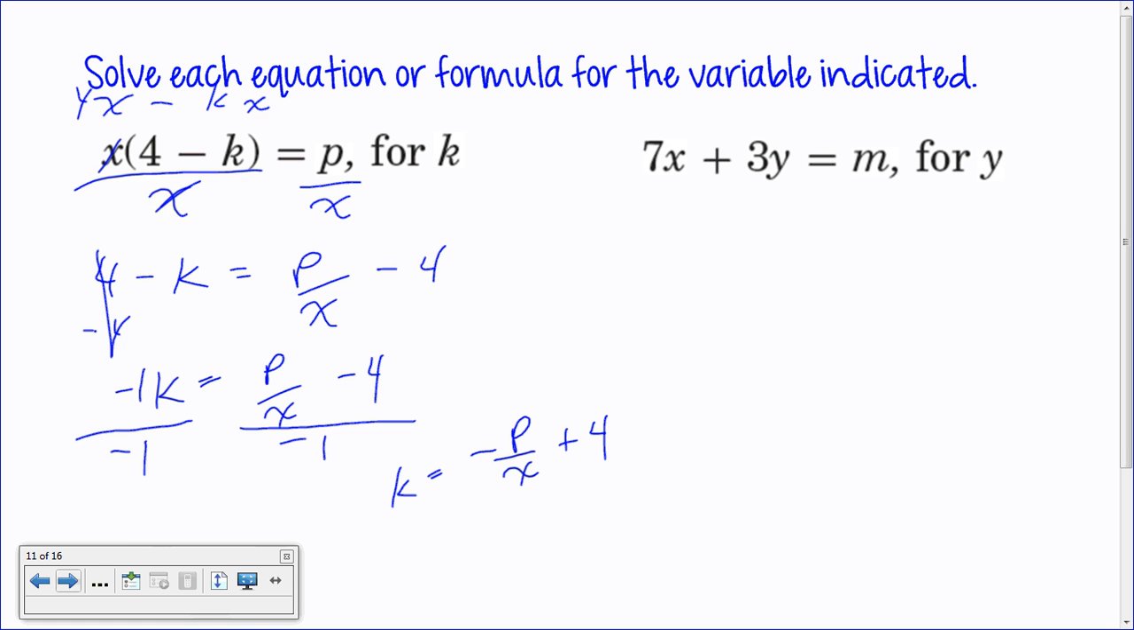So what do I do with variables that are the same? Very good. Combine like terms. Just combine like terms.